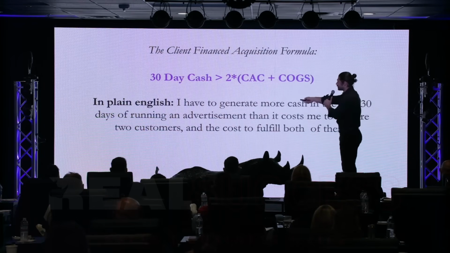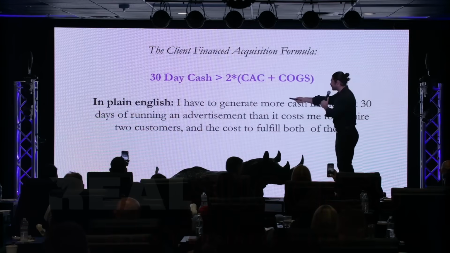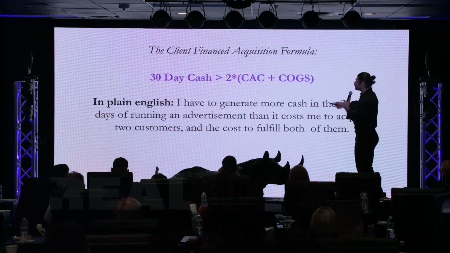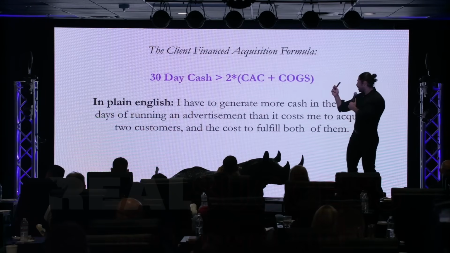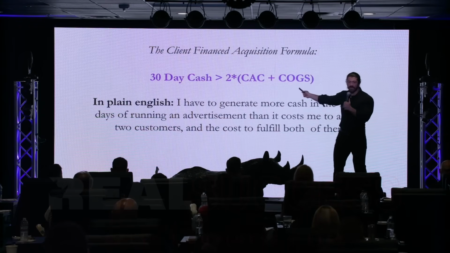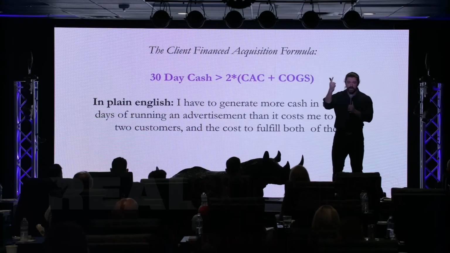Your 30-day cash, so this is the plain English of this. I have to generate more cash in the first 30 days of running an advertisement than it costs me to acquire 2 customers and the cost to fulfill both of them. Cost of acquiring a customer and the cost of fulfilling them times 2. If I can make more than that in the first 30 days off of 1 customer, I can grow unlimited.